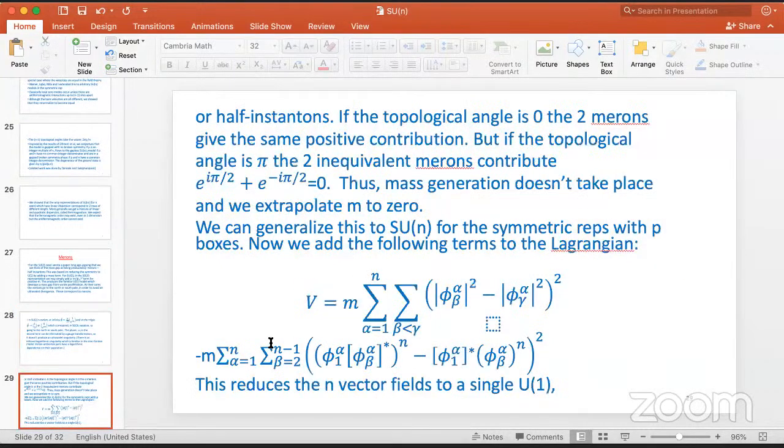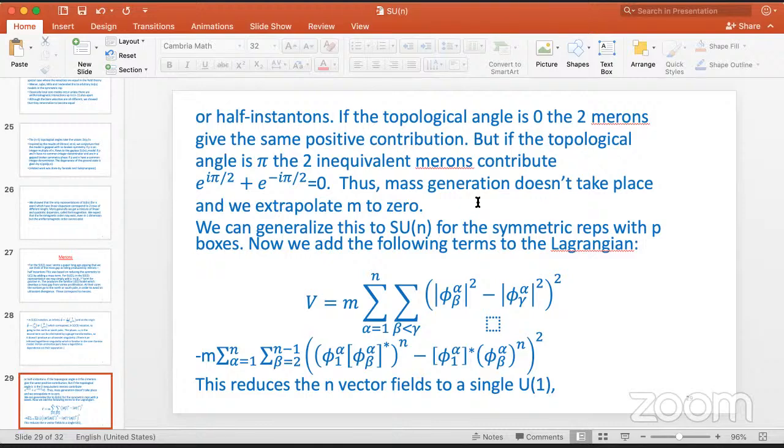So these are half instantons. If the topological angle is 0, the two merons give the same positive contribution. But if the topological angle is pi, the two inequivalent merons contribute e to the i pi over 2 plus e to the minus i pi over 2, which is 0. Thus mass generation doesn't take place, and we can extrapolate m to 0. This was the argument I gave long ago for a gapless phase for theta of pi, and a gapped phase for theta of 0.